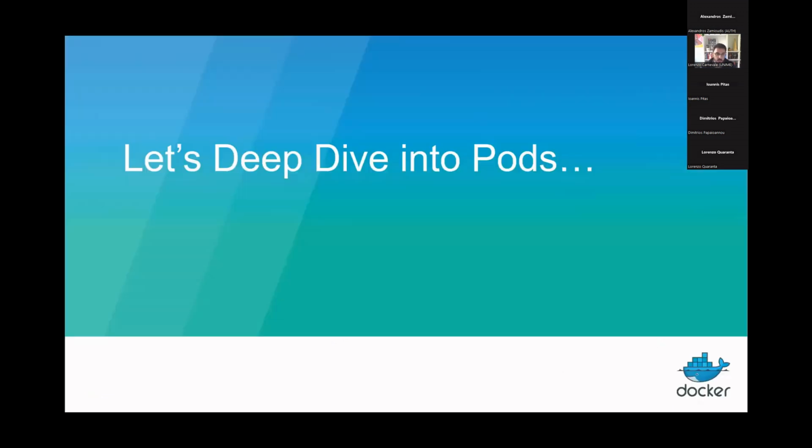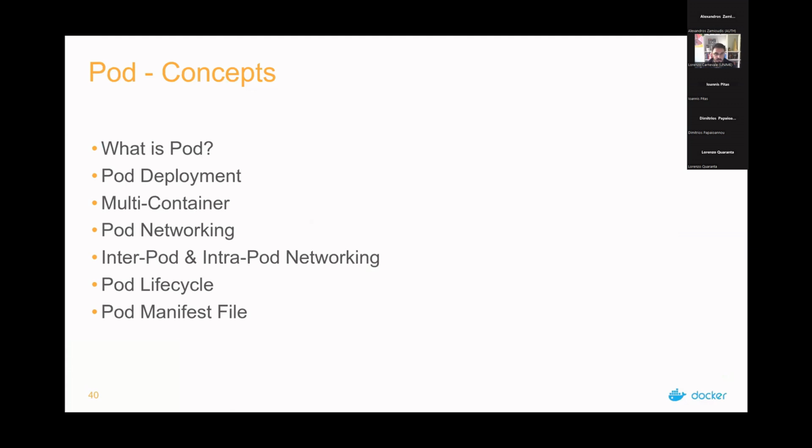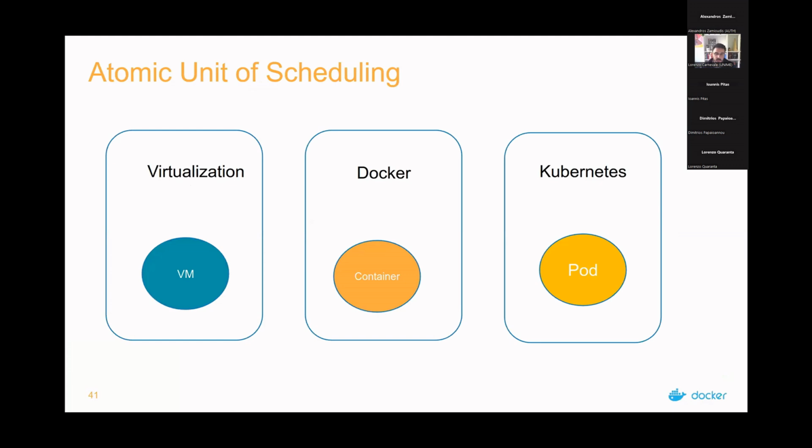So we have here just an understanding of the pod. These are the concepts that we will see. From the bottom, we have the virtualization, so the concept of virtualization. Then we have in Docker the concept of the container. And in Kubernetes, we have the concept of the pod.